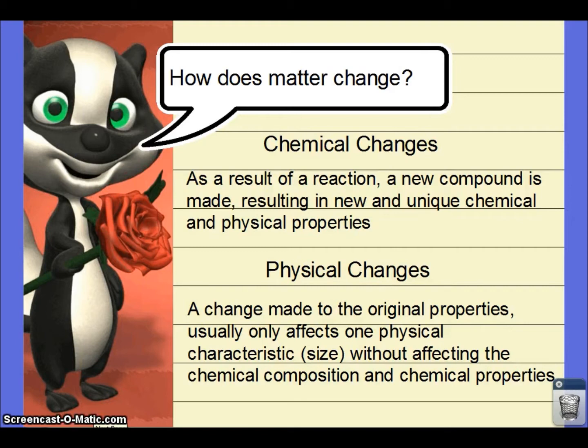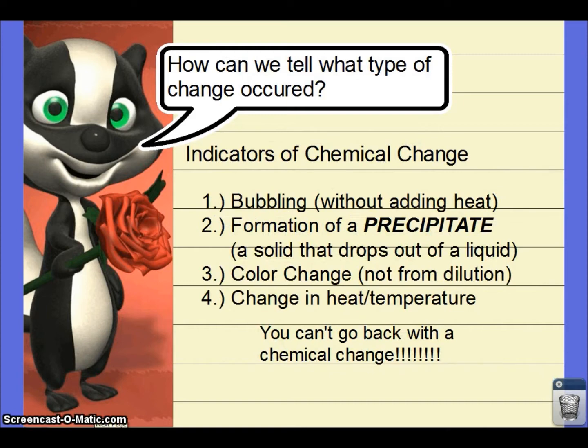Chemical changes happen as a result of a reaction. A new compound is made, resulting in new and unique chemical and physical properties. If you react iron with oxygen, it will give you rust. This is a chemical reaction. You have a new substance. You cannot go back and form iron from it. So those are the indicators, the signs, the evidence for a chemical change.